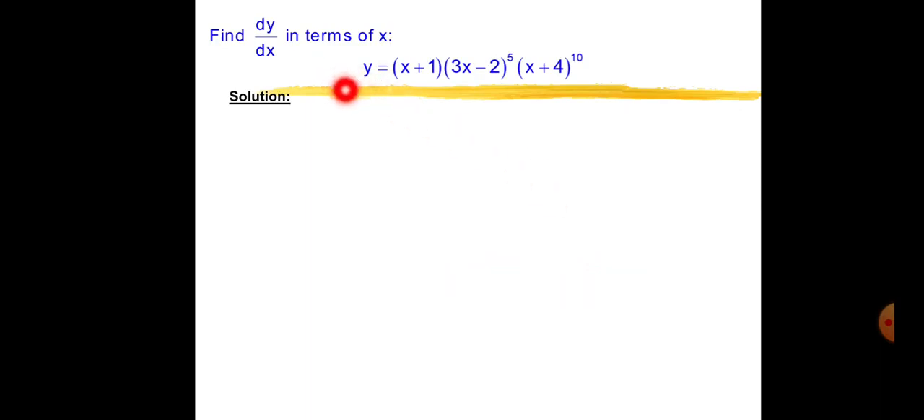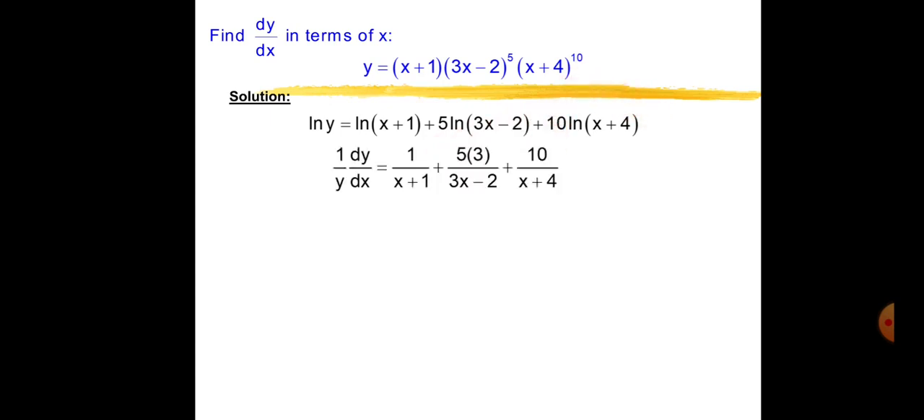Find dy dx. Here we have three terms multiplied by each other. Now you have to apply ln to both sides. ln y equals, the multiplication here will be converted into summation, into plus. So we have ln first plus ln second plus ln third. And also we know from the previous problems that the power can be written in front of the ln. So we have power 5 here, you can drop it down here in front of the ln. And power 10, we can drop it down here in front of the ln.